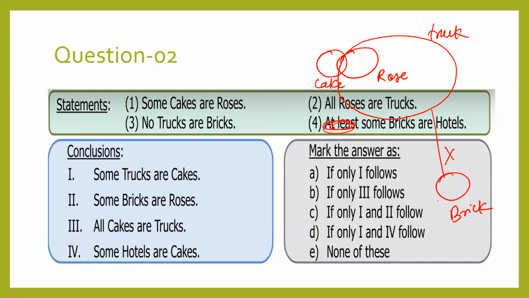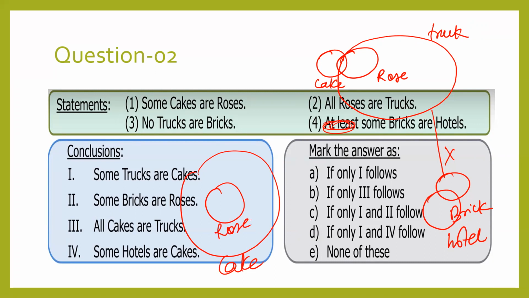Some bricks are hotels. So then some trucks are cakes. So you can see that. Some cakes are roses and all roses are trucks.